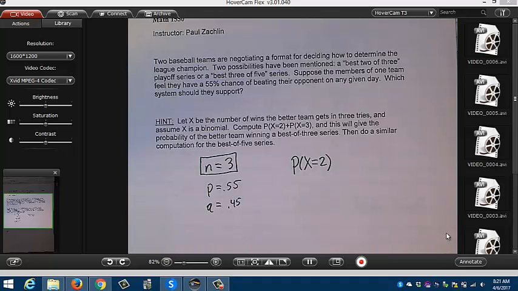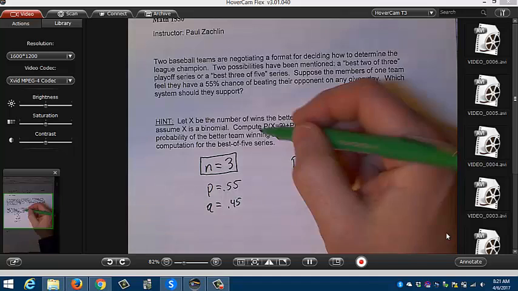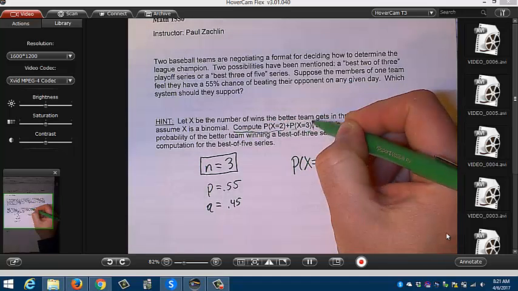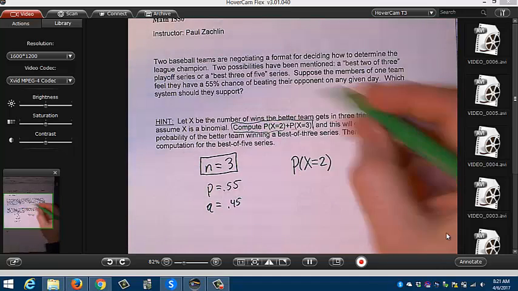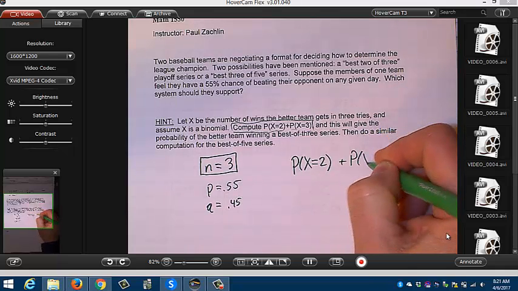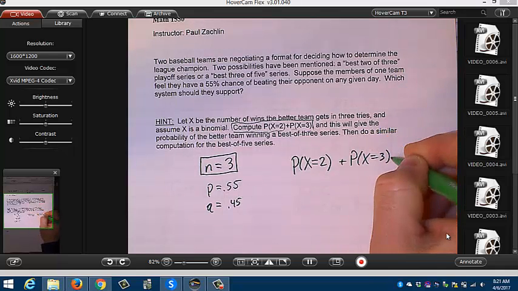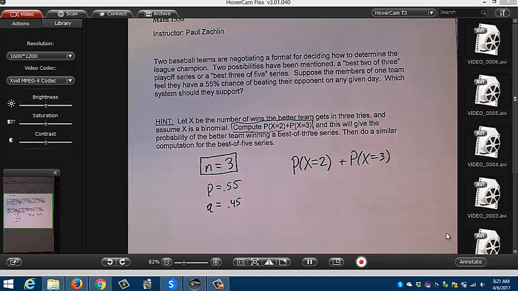Well, that's because you have to add to it, and this is what I was trying to get at. You also win the series if you win all 3 games. Now, what's funny about baseball is if you win the first 2 games, you're not going to play the third game, are you? But you still need to take that into account when you're computing probabilities.